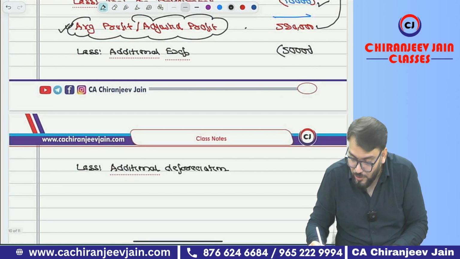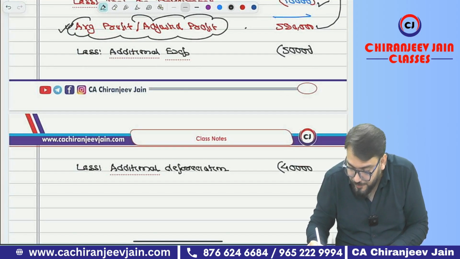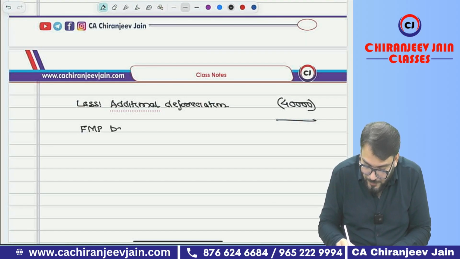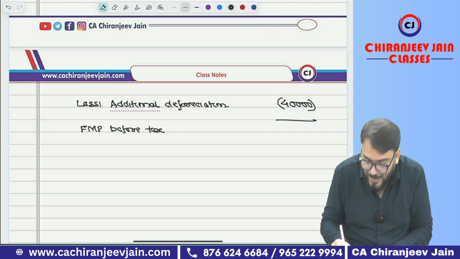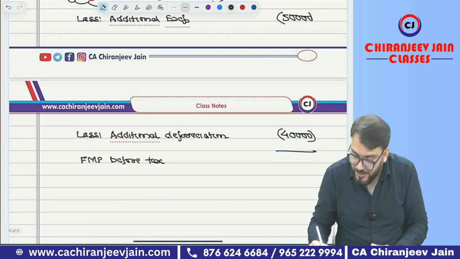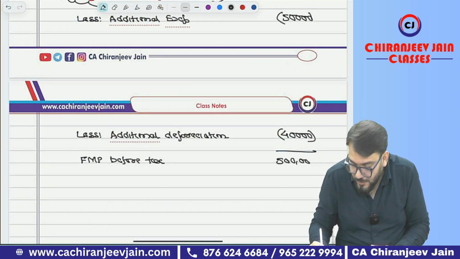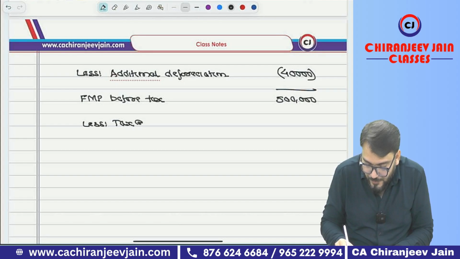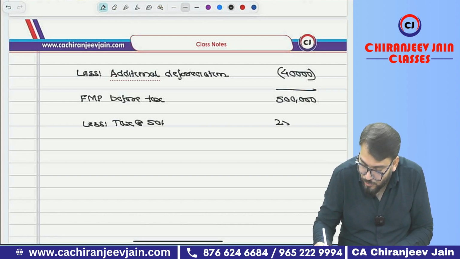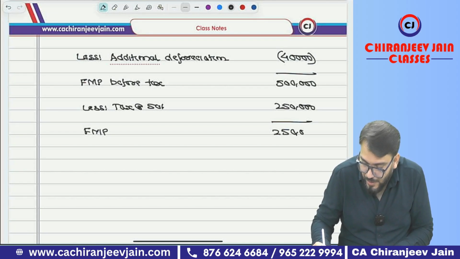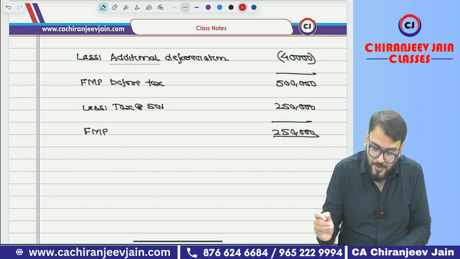So additional depreciation of 40,000 will be deducted from this, and this will become FMP before tax. 5,90,000 minus 90,000 is equal to 5 lakh. From this, tax at 50% is 2,50,000. What is FMP? FMP is equal to 2,50,000. This is also done.